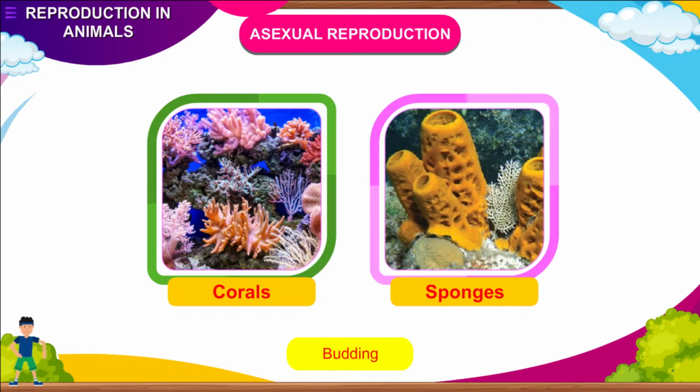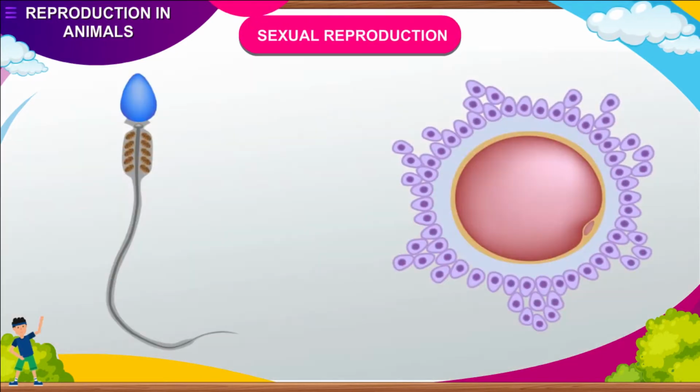In corals and sponges, buds do not separate out but remain attached to the parent organism. They grow to full size and reproduce again and again, producing a colony. Besides these two processes, there are other methods of asexual reproduction about which you will study in the higher classes.